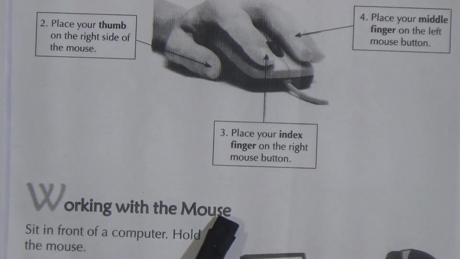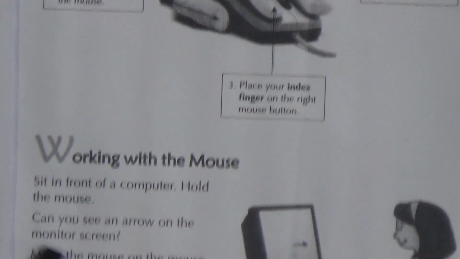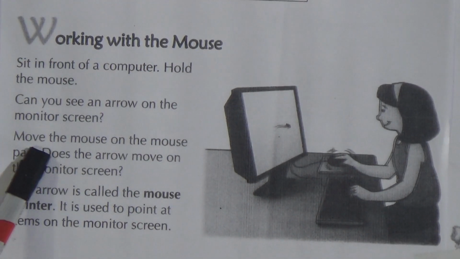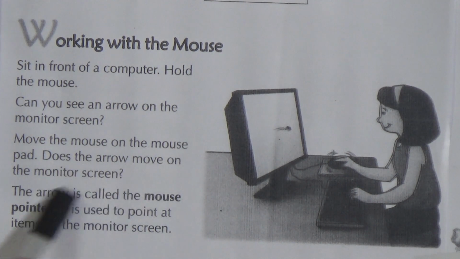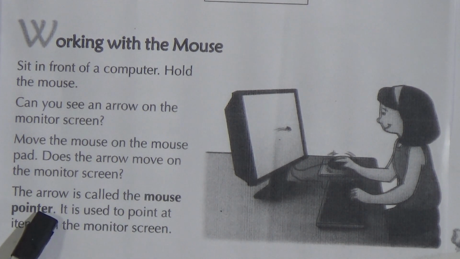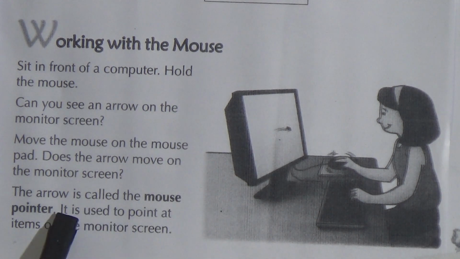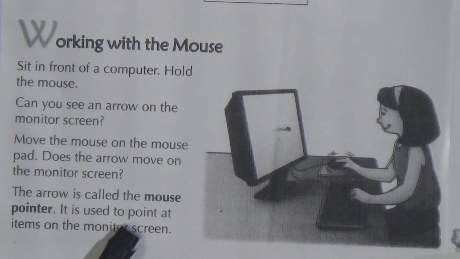Working with the mouse, how does it work? Sit in front of a computer and hold the mouse. Can you see an arrow on the monitor screen? Yes. Move the mouse on the mouse pad. Does the arrow move on the monitor screen? The arrow is called the mouse pointer. We also call the mouse a pointing device. It is used to point at items on the monitor screen.